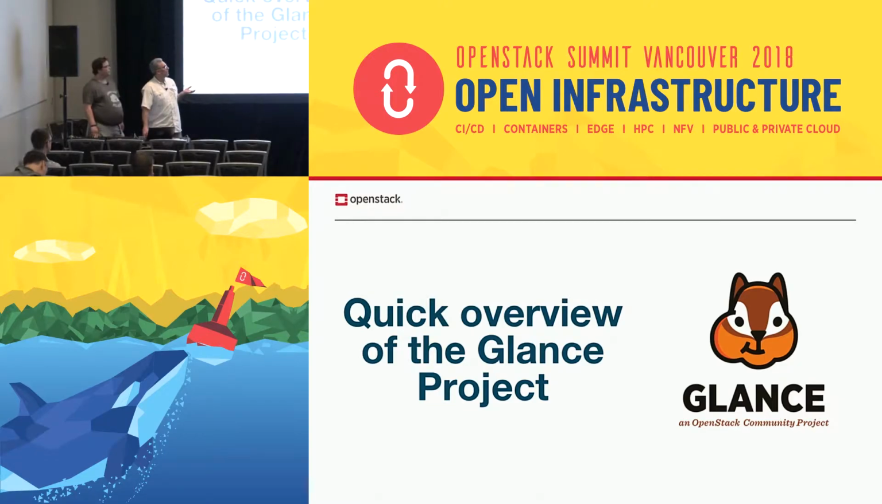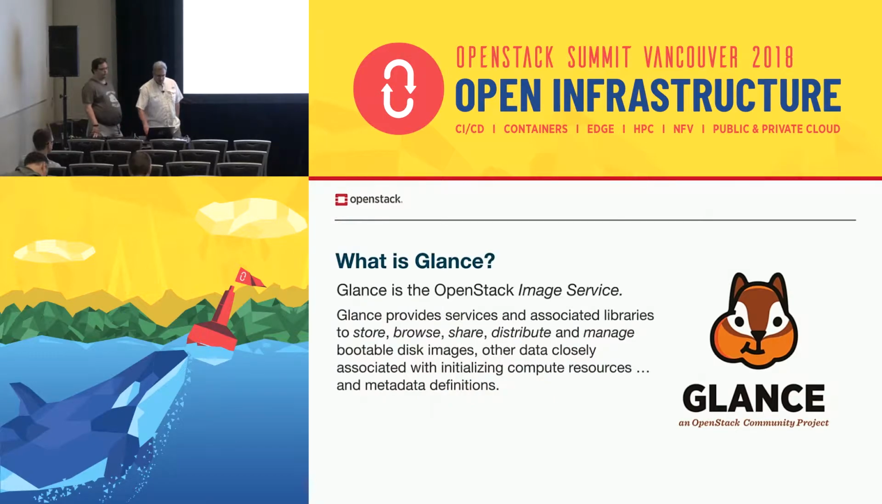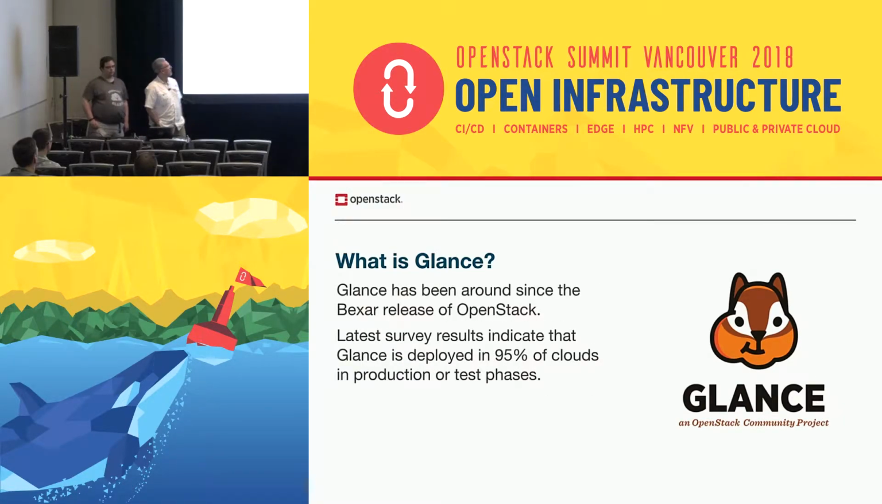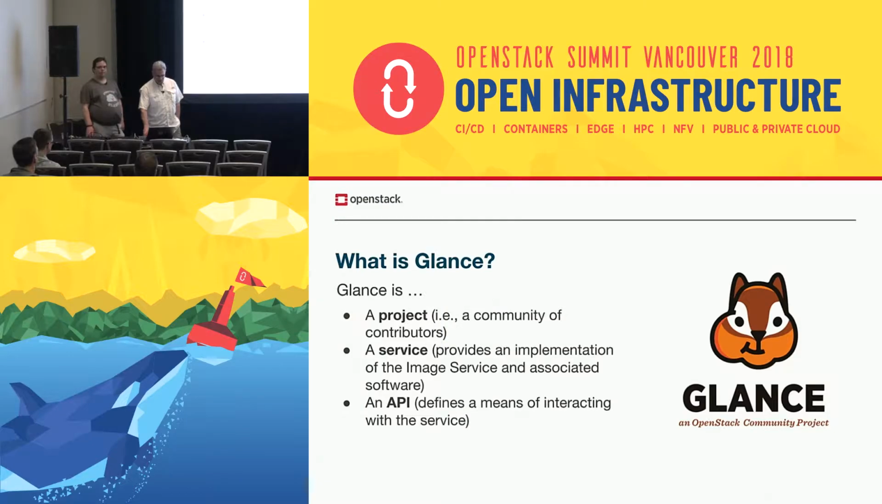We're asked to give a quick overview of the Glance project just for people who might not know. Glance is the OpenStack image service. We provide services and associated libraries to store, browse, share, distribute, and manage bootable disk images, other data closely associated with initializing compute resources, like container images, and metadata definitions. Glance has been around a long time, since Bexar. Jay Pipes was the first PTL of Glance. And the latest survey indicates that Glance is used in 95% of clouds, which is good.